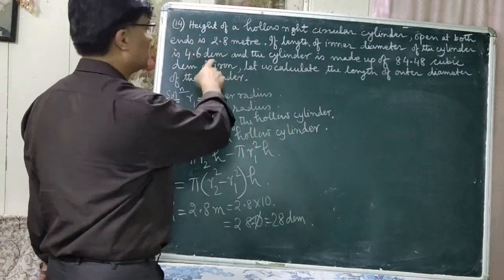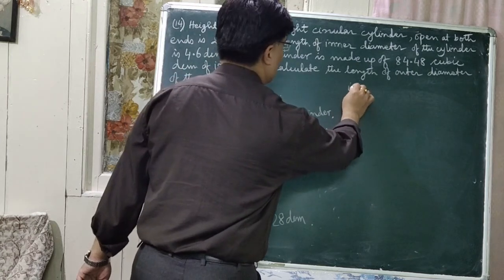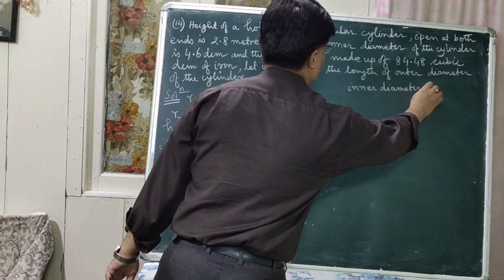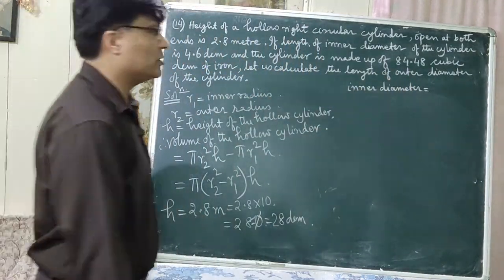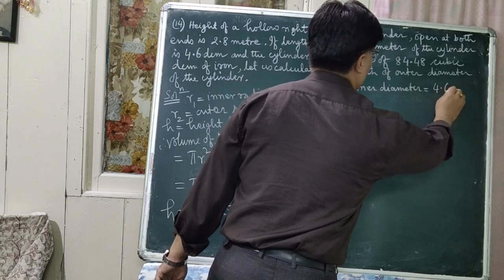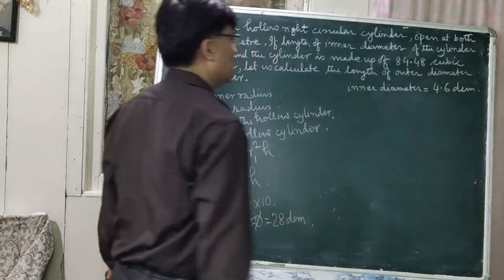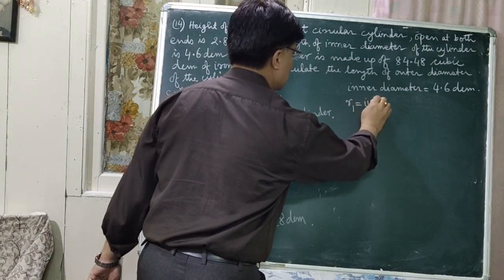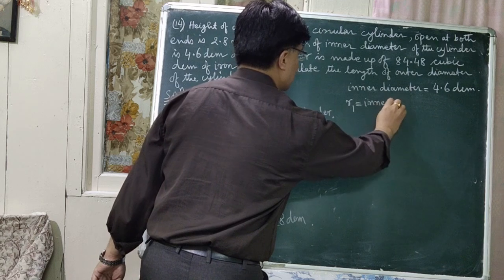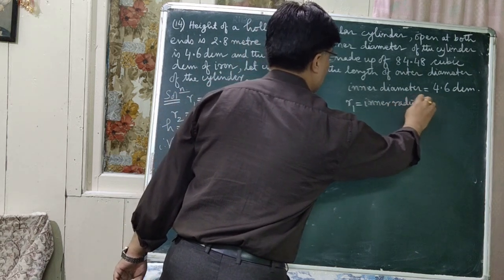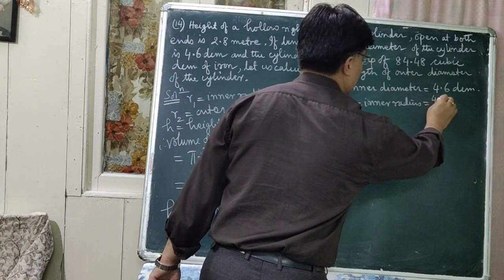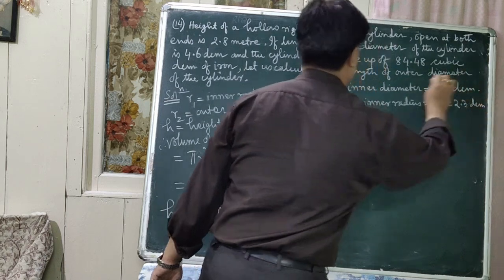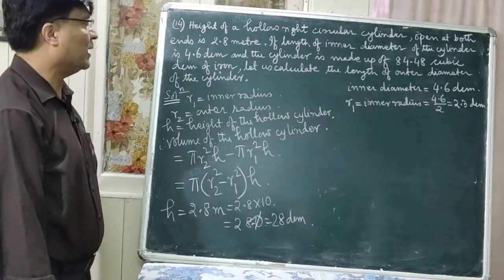Now here inner diameter is given as 4.6 decimeter. So let us find out the inner radius. Suppose r1 is the inner radius. So r1 is equal to inner radius, which is equal to 4.6 divided by 2, which is equal to 2.3 decimeter. That is your r1, okay?